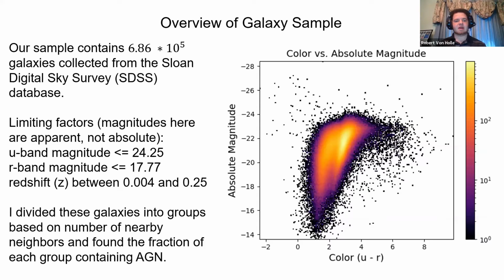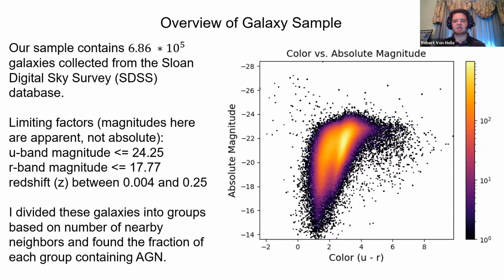To this end, I collected a sample of about 6.86 times 10 to the 5th galaxies from the Sloan Digital Sky Survey database with these limiting factors: an apparent U-band magnitude of less than or equal to 24.25, an apparent R-band magnitude of less than or equal to 17.77, and a redshift between 0.004 and 0.25. On the right here, I have a plot of my galaxy sample.